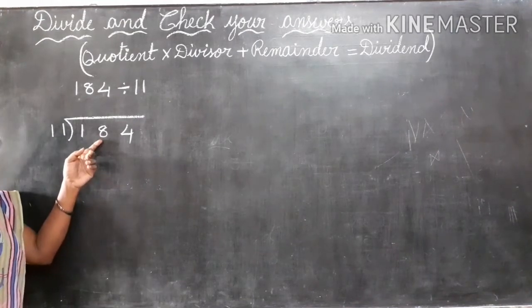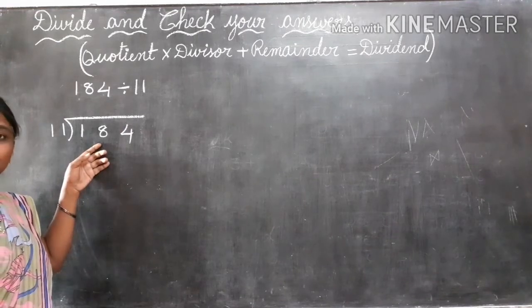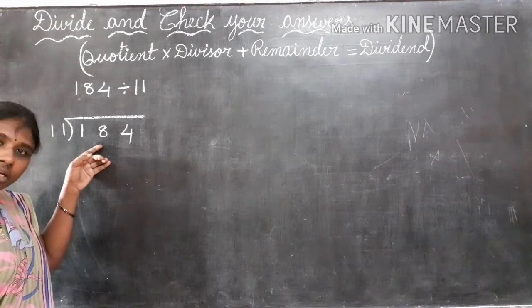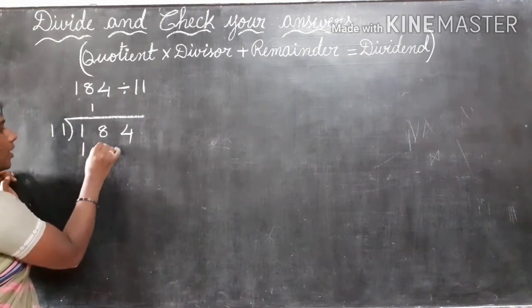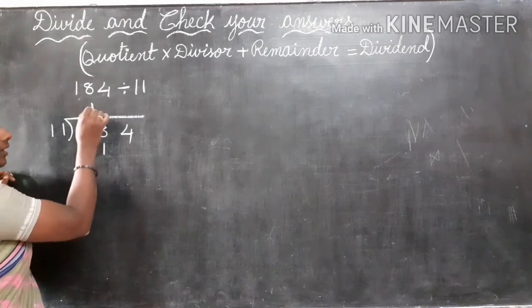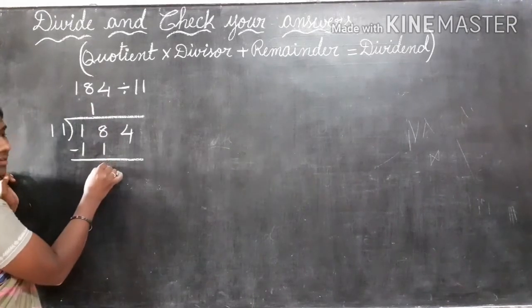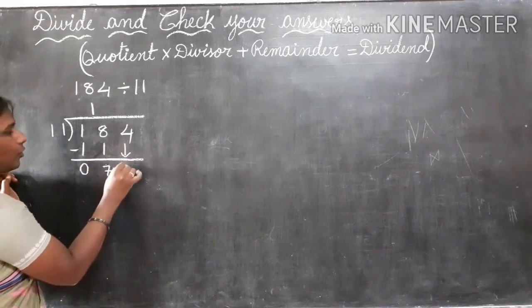So now 18. 11 table for 18. 11 ones are 11. 11 twos are 22. 22 is more than 18, so we have to take 11 ones are 11. 8 minus 1, 7. 1 minus 1, 0. Next take 4 down here.